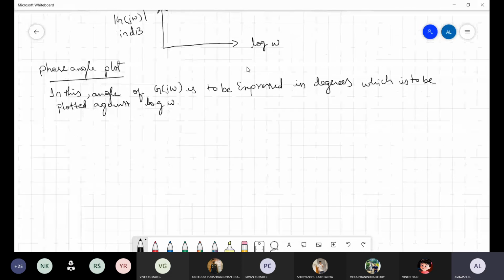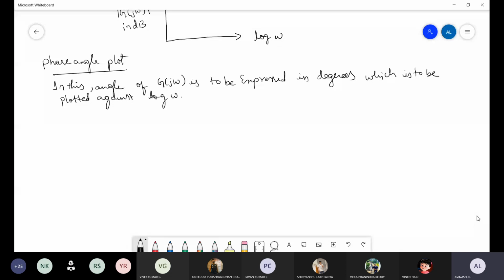So once we understood that angle versus this one, I can write one graph like that. Here also on the x-axis we can take log omega, and on the y-axis the angle of g of j omega, which is in terms of degrees. How the graph will come, what is the shape of the graph, we will discuss while solving the numerical.